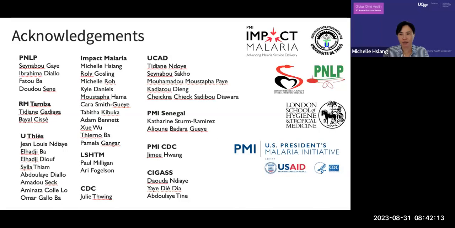This was a big team that put this project together, and PNLP is the national program. The regional office in Tamba, they were really supportive. This project actually arose from the Senegal PNLP, the malaria program. They asked the President's Malaria Initiative for support to do this project. We're part of the Impact Malaria team with PSI. London School, CDC was involved, UCAD, another university in Senegal, and CGAS as well.